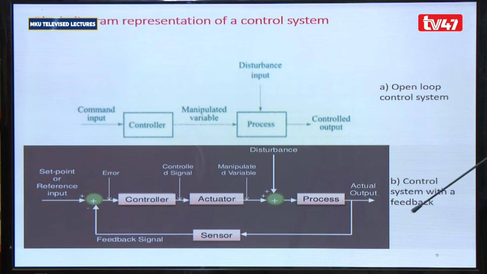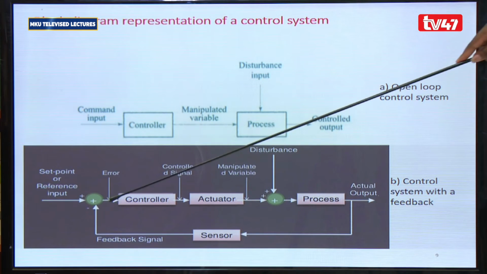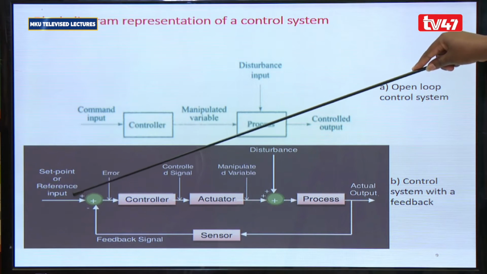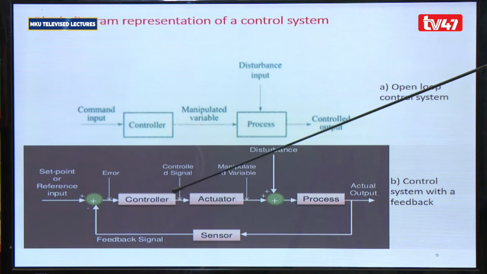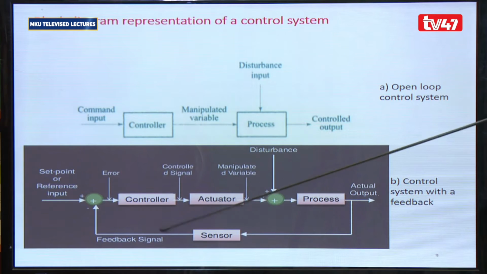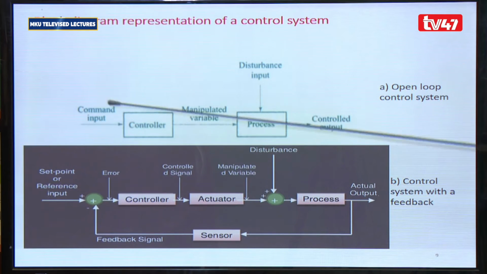So the work of this sensor is to compare the output and the input. If the actual output is different from the expected or the set point, then it is the work of this sensor to give back the signal so that the controller can do more action. So in other words, we can also say it is automatic because of this feedback loop.